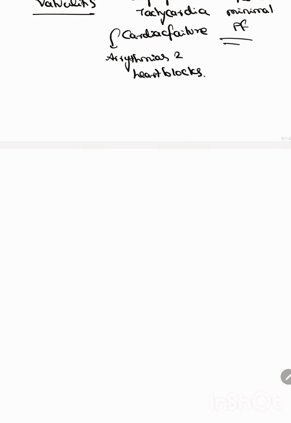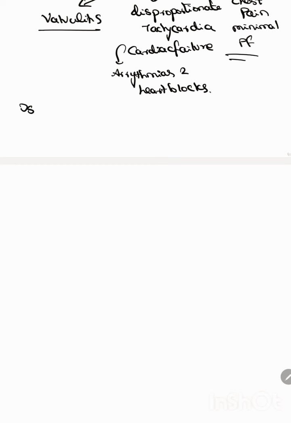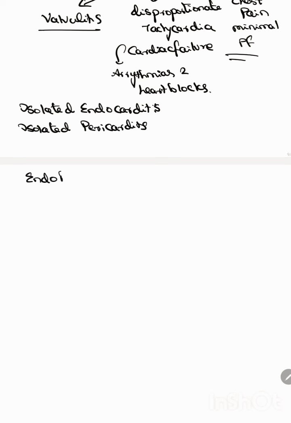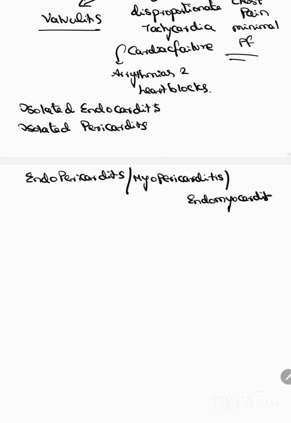So what are the other types of carditis? You will get an isolated endocarditis, which is also called an isolated valvulitis. You will also get isolated pericarditis. You can get a combination of endopericarditis, or myopericarditis, or endomyocarditis. But never isolated myocarditis.